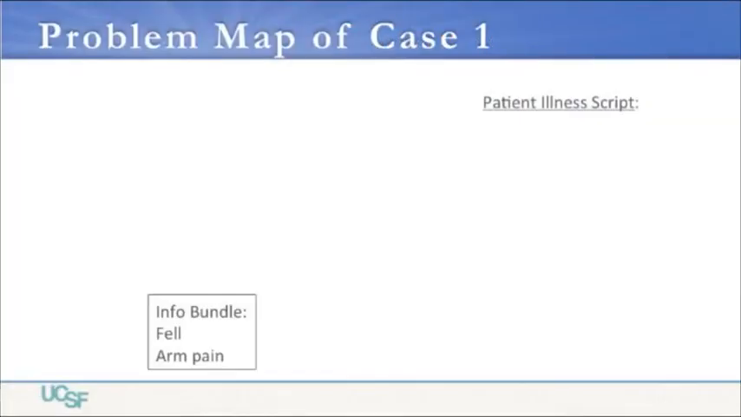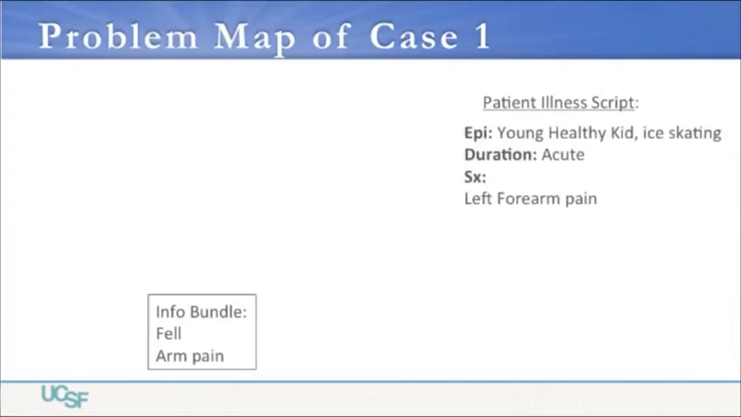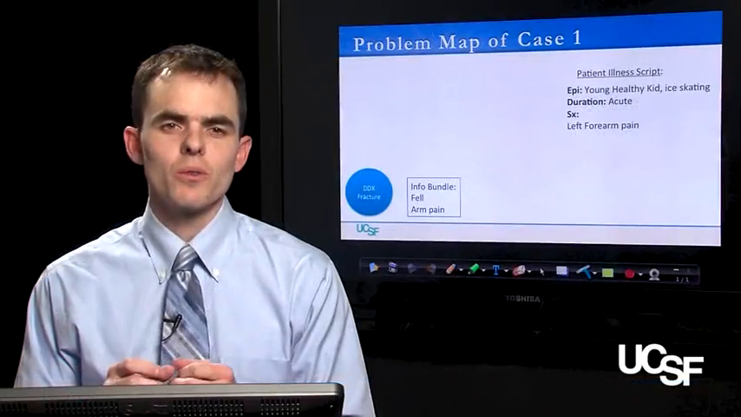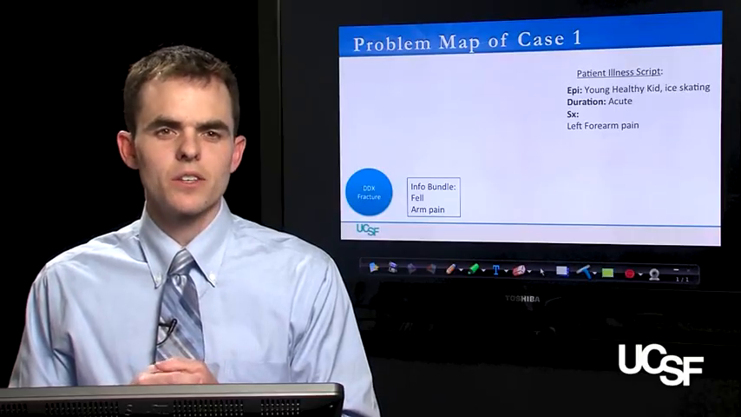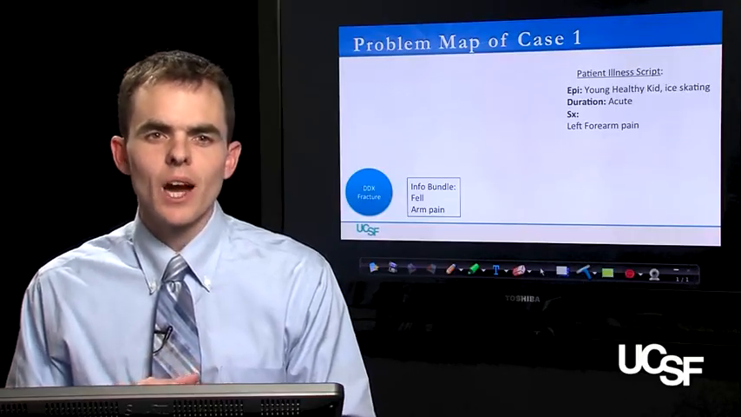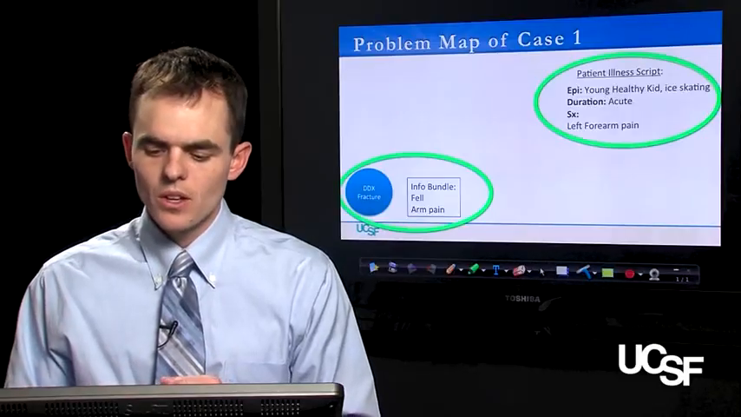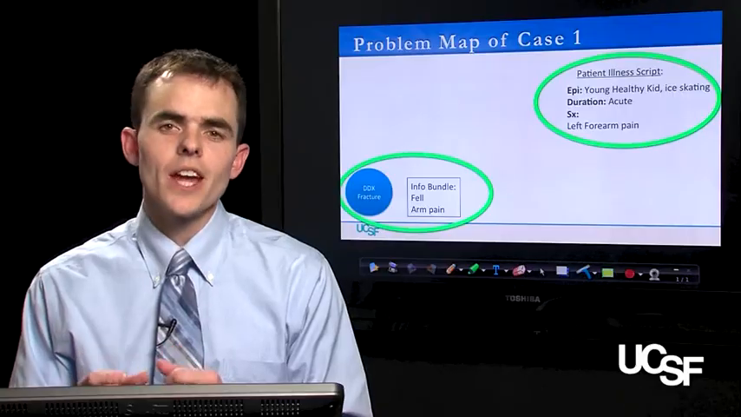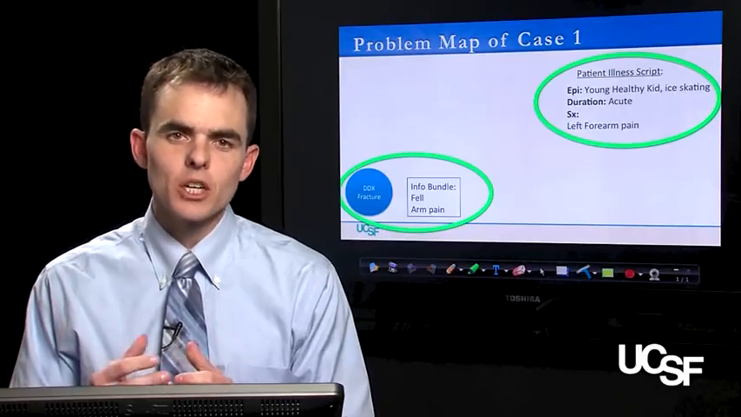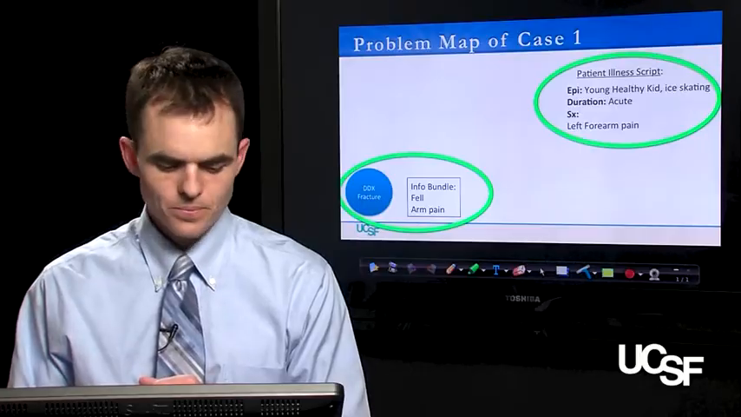So you're going to start with your first information bundle. The patient fell and had acute arm pain in this case. And you update your patient illness script. That shows that this is a young, healthy kid who was ice skating, with acute onset of left forearm pain after falling. Then you update your working diagnosis to say that you were pretty worried at that point in time about having a fracture. You put these three things together, and that is your first clinical moment. That's clinical moment number 1.